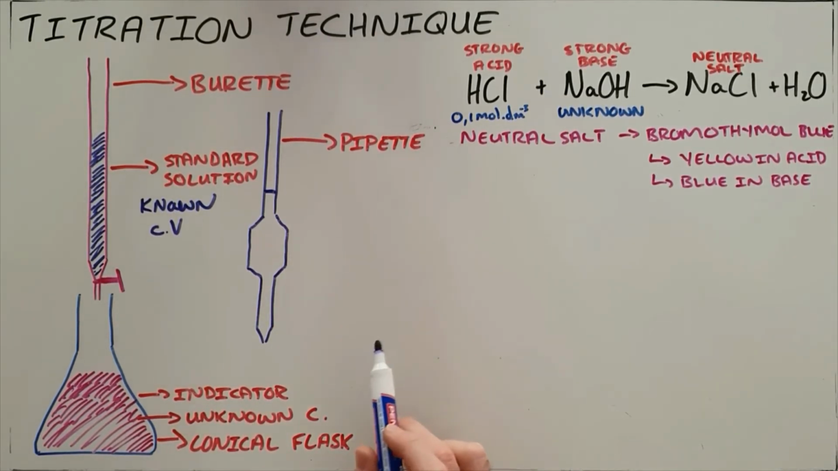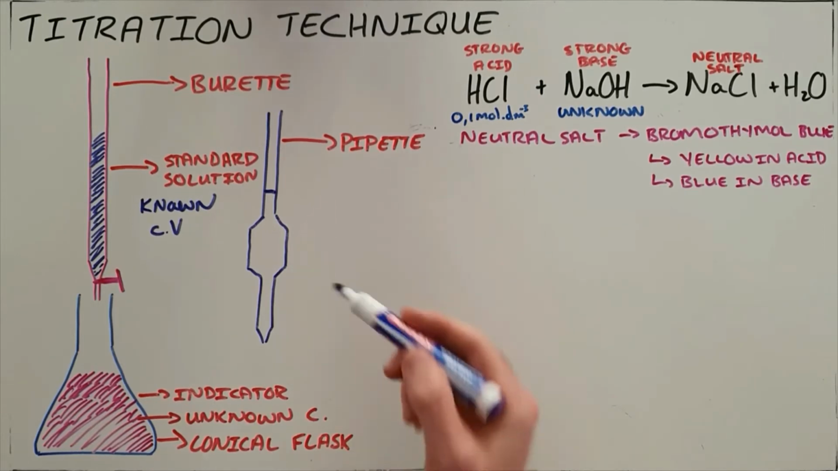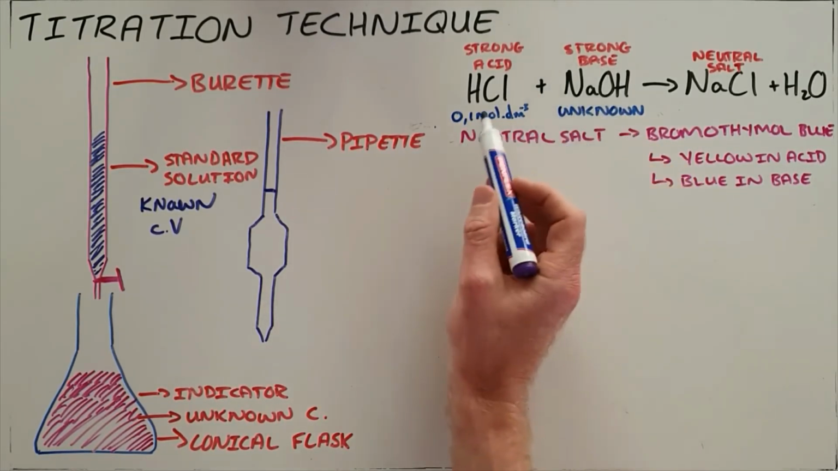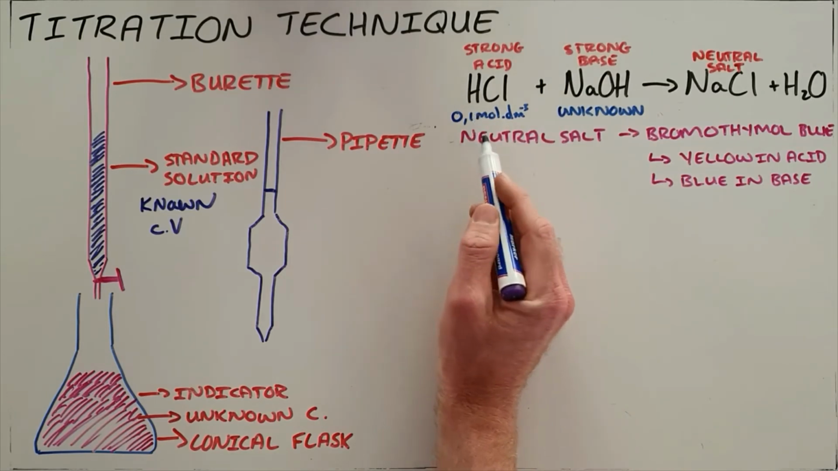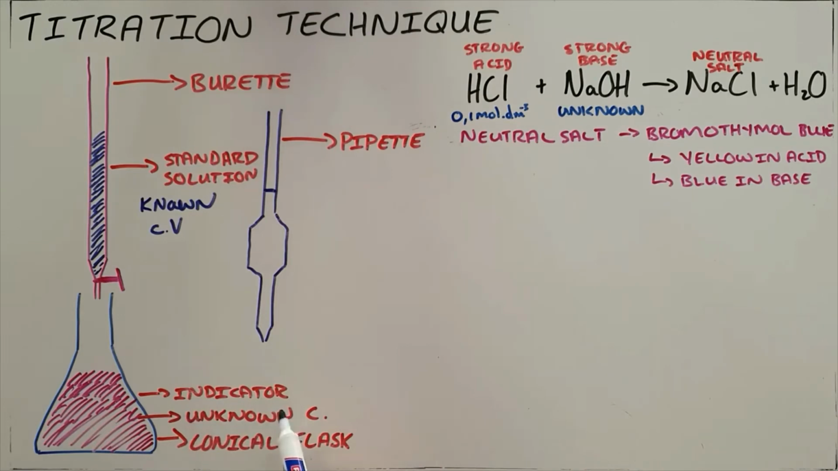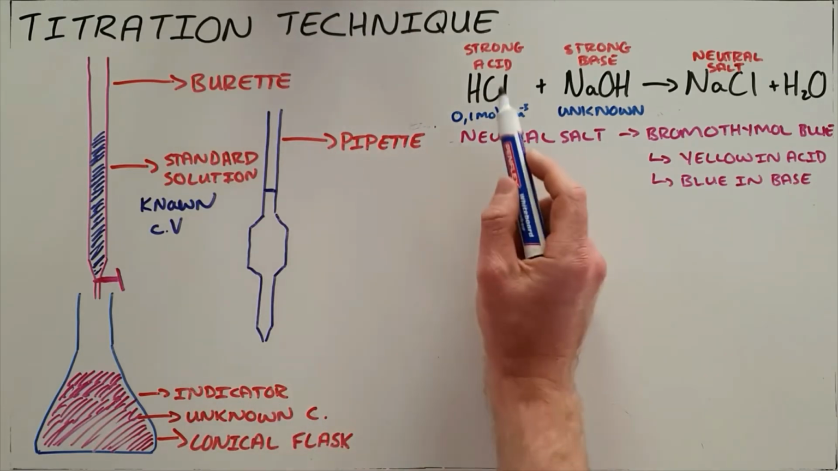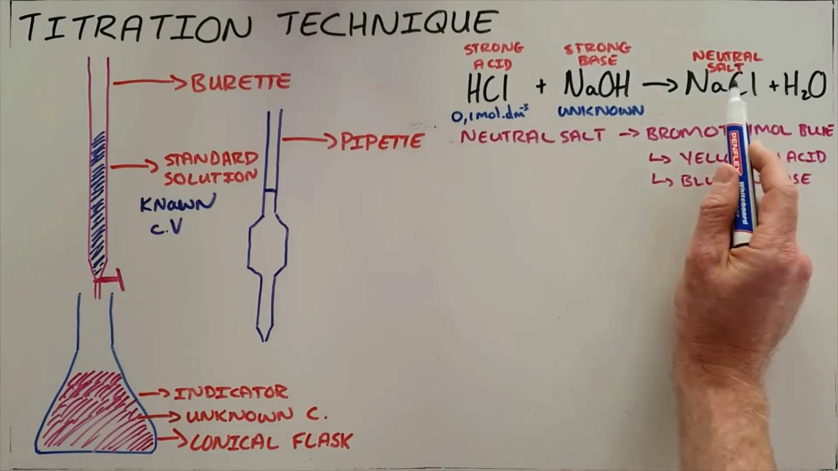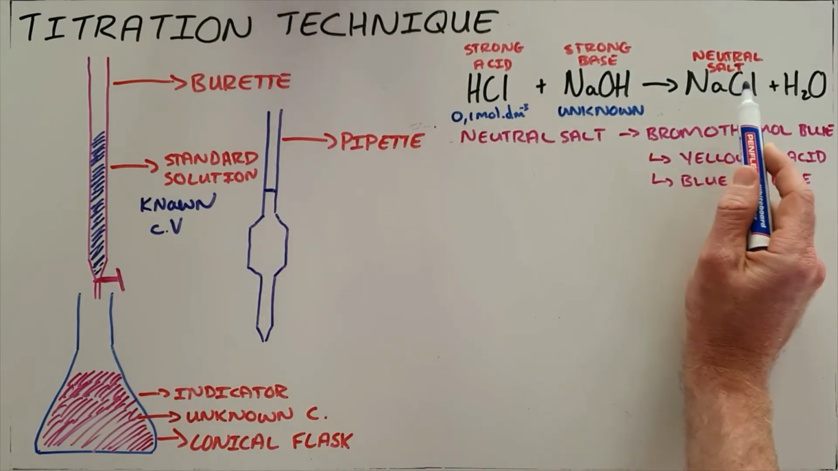Once you have the titration set up in such a way where you know the volume of unknown substance and you know the concentration of the known substance, you would then start the titration where you have an indicator. Your indicator, in this case, since we have a strong acid and a strong base, that means that we will form a neutral salt.